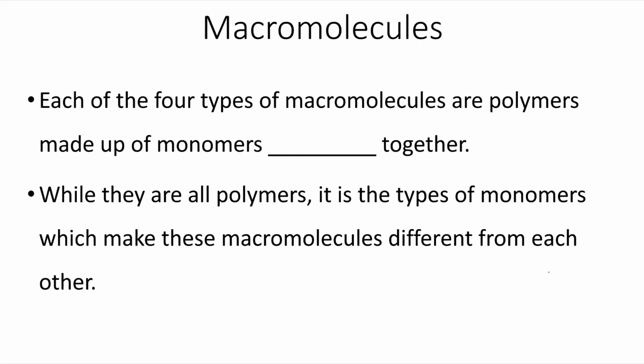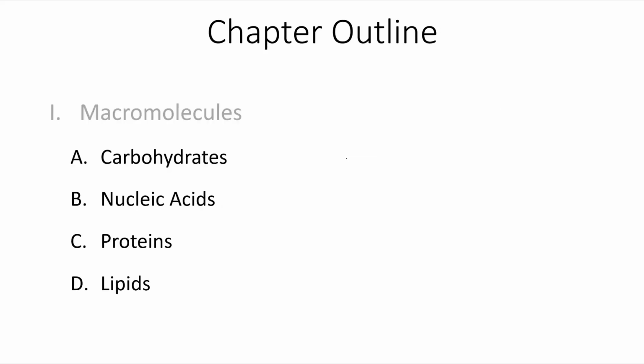Now, each of the 4 types of macromolecules are polymers made up of monomers linked together. While they are all polymers, it is the types of monomers which make these macromolecules different from each other. And we'll be talking about the different types of macromolecules in our next videos.